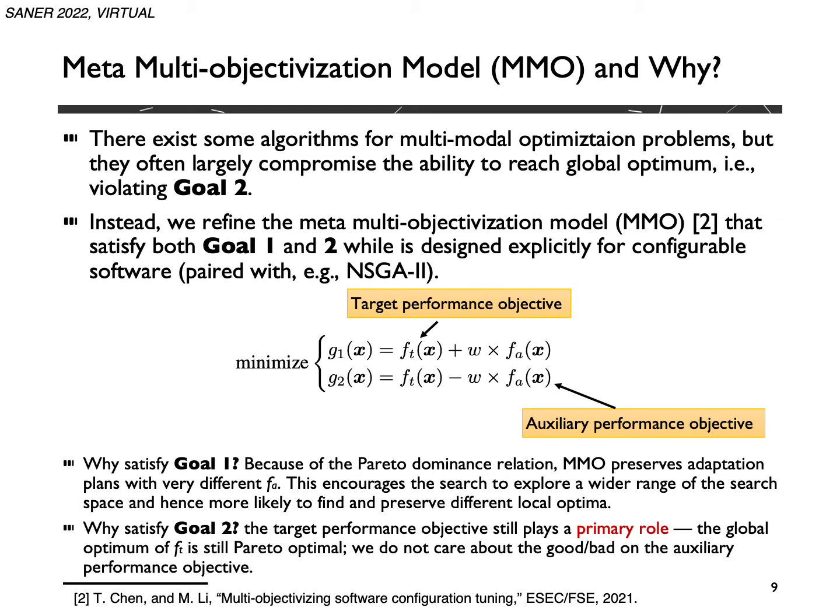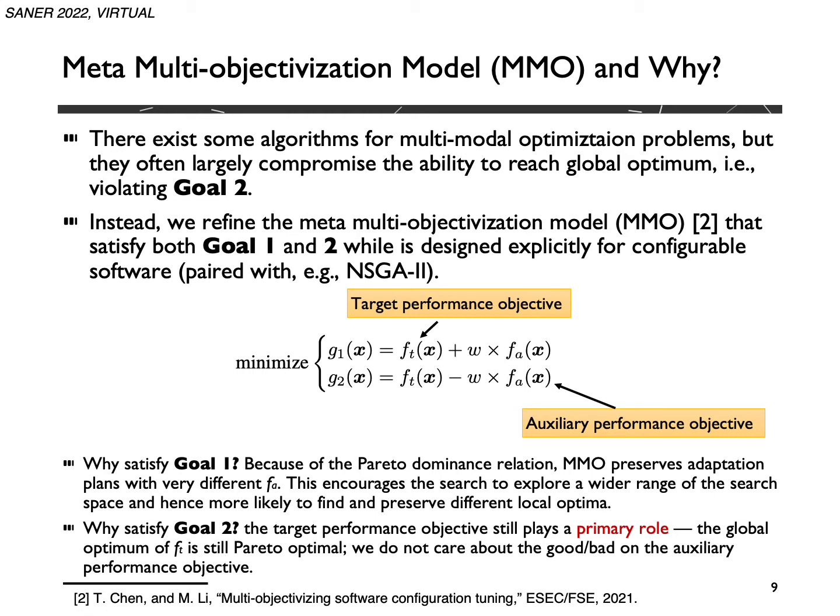So here is a model where it consists of a target performance objective, which is the one that we try to optimize, and an auxiliary performance objective, which is one that we don't care about the value of. But it's useful for us to construct a transfer space using the weights. So why does it satisfy goal 1? Because these artificially created Pareto dominant relationships help us to preserve adaptation plans with very different auxiliary performance objectives, and that encourages planning to explore a wide range of search space.